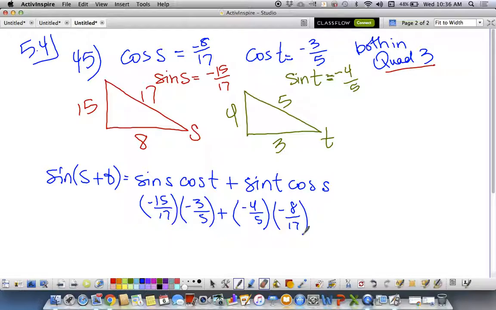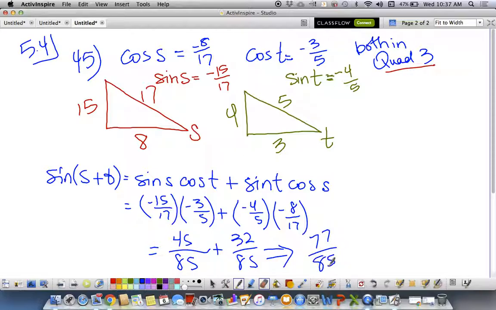Now, if you were to happen to come up with something in your denominators not multiplying to get the same thing, something's wrong. Okay? So, negative and a negative, negative and a negative, everything's actually going to turn out to be positive. Okay? So, 15 times 3, 45, 17 times 5, 85. 8 and 4, 32 over 85. We add those together. We should get something like 77 85ths. Woohoo! You're done with sine of S plus T.